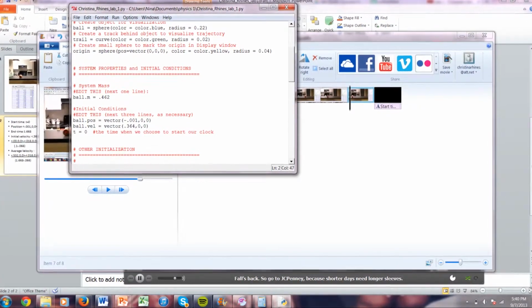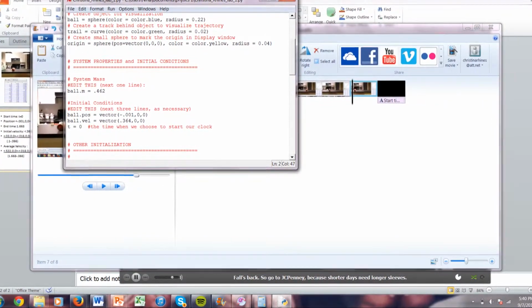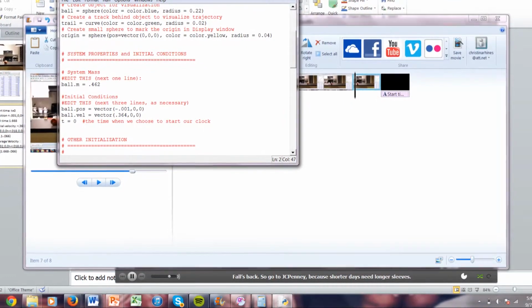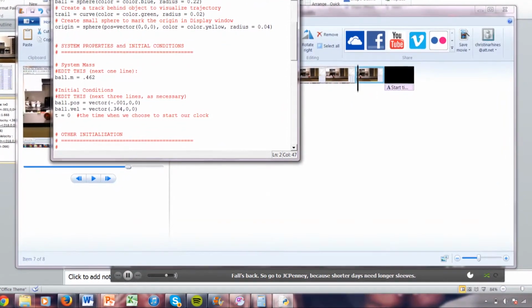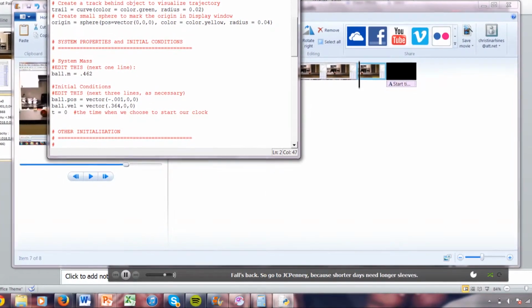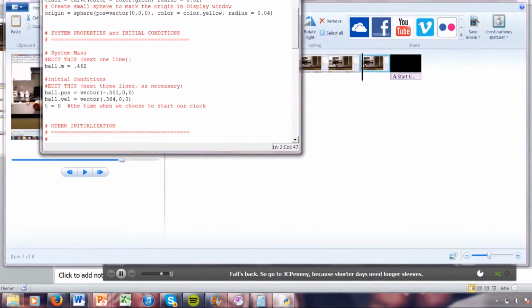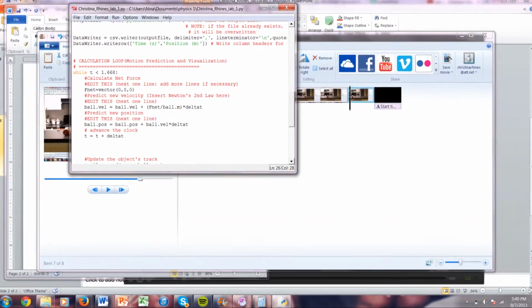I edited a Python file to represent the model that was shown through Tracker. This first window shows where I edited the ball's mass, which was found online, and inserted the ball's initial position and initial velocity. I also changed delta t to 0.01 so that it could be measured accurately.